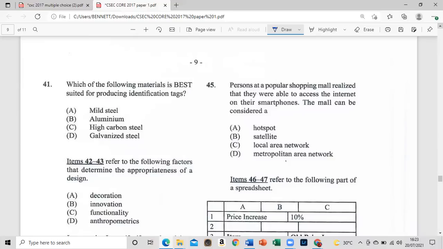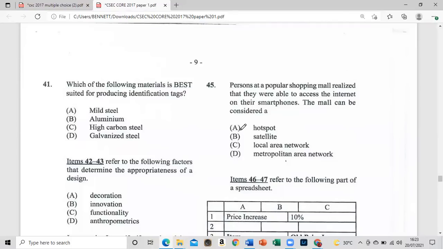Persons at a popular shopping mall realized that they were unable to access the internet on their smartphone. The mall can be considered as a hotspot, satellite, local area network, or a metropolitan area network. So this is hotspot. So 45 is hotspot. Sanjay Bennett, all right?